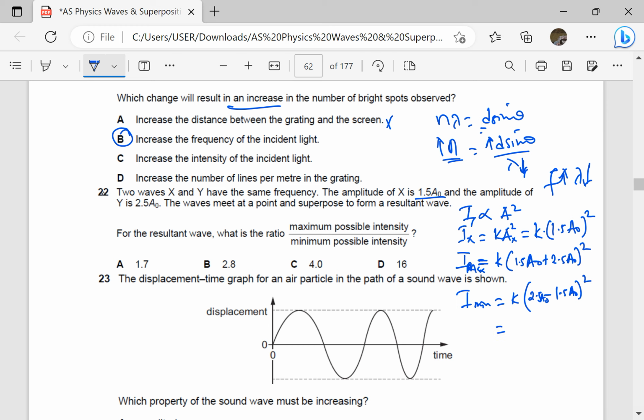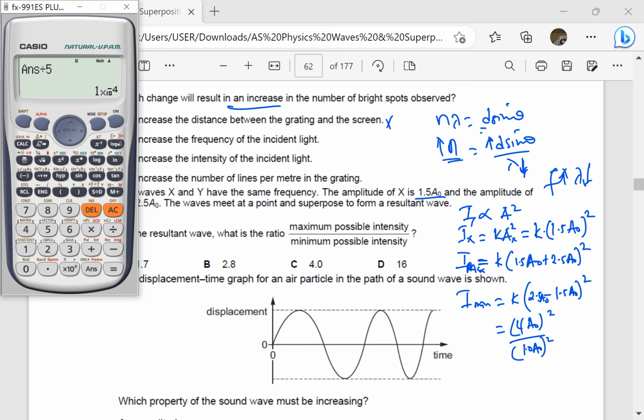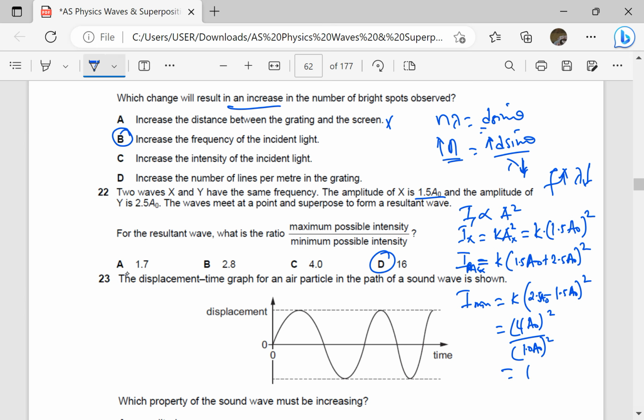So in the ratio k cancels out, and you will have maximum, which is 1.5 plus 2.5, that is 4 a0, squared, divided by 2.5 minus 1.5, that is 1.0 a0, also squared. a0 has cancelled, so I remain with 4 divided by 1, squared, so that is 4 squared, which is automatically 16. So the answer is going to be D. This is going to be 16.